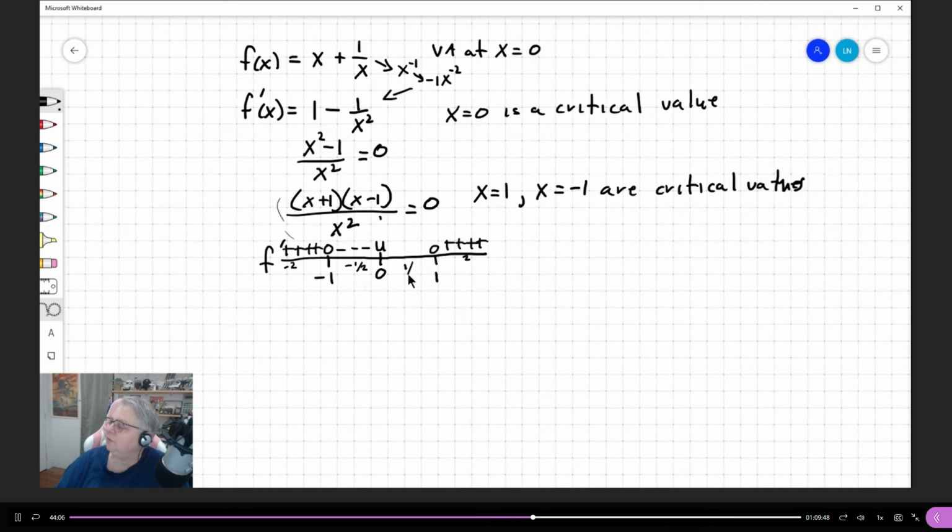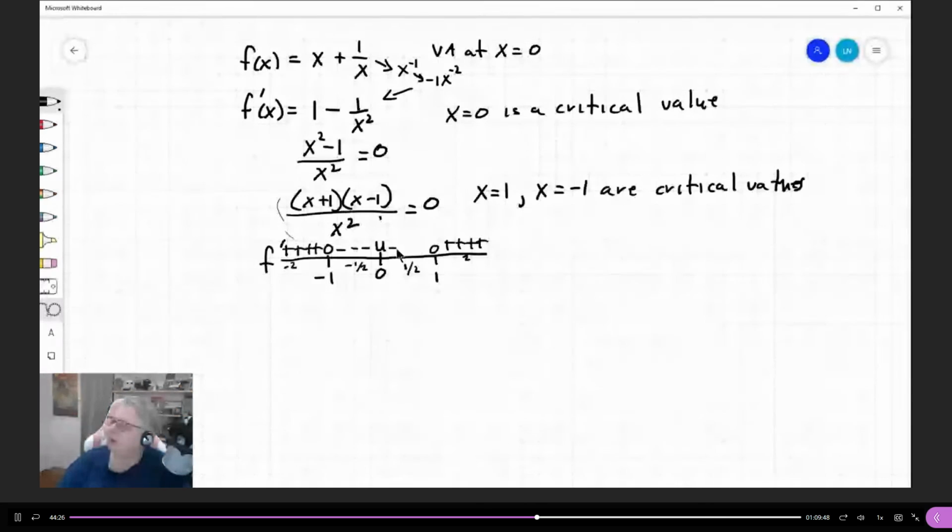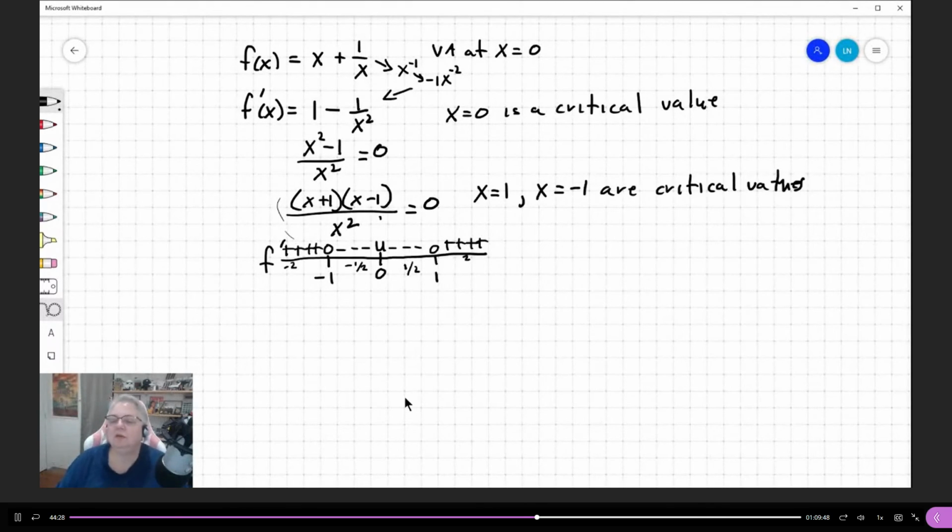If I take a +1/2 in this interval, 1/2 in here, my first term will stay positive. 1/2 in here, well, 1/2 minus 1 is -1/2, so that's going to be negative. So again, I have a positive times a negative is a negative. The denominator is always positive, so that's going to be negative.